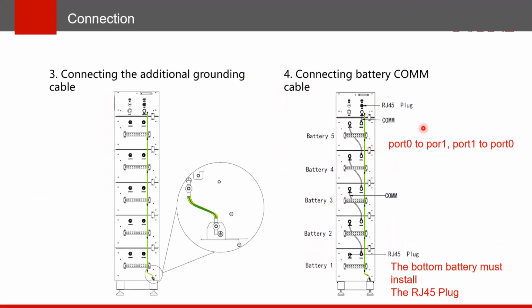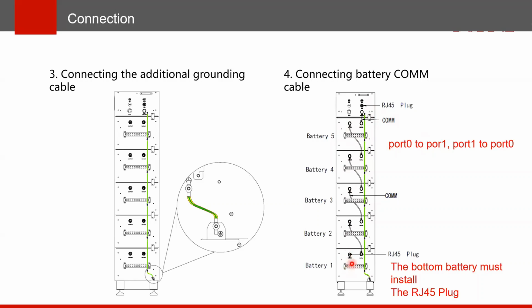On this page, I just want to emphasize the communication cable. As we can see here, the first module's communication port is connected to the next module's port. This is port 0, and this is port 1: 0, 1, 0, 1, 0, 1, 0. And the bottom battery must be installed with the RJ45 plug. It's just a resistor, but we need to plug it in.